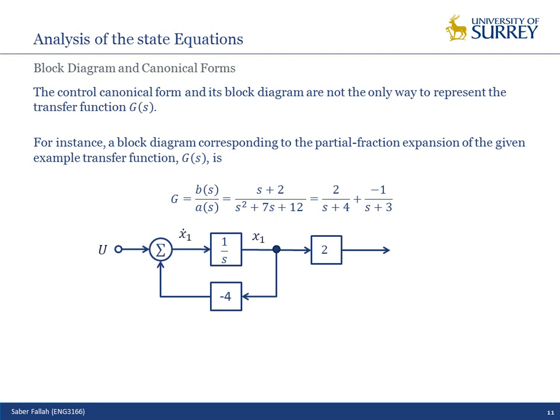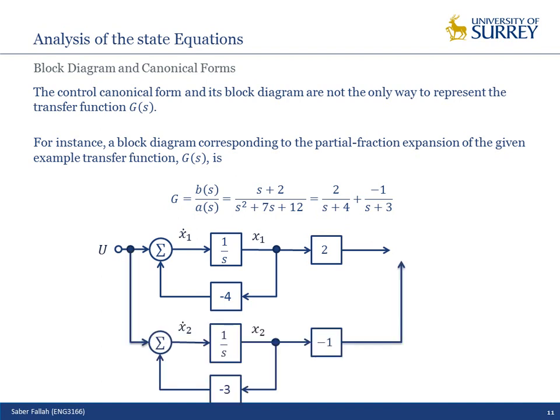Using one integrator, I build up the first fraction. x dot 1, 1 over s x1, minus 4 will build up this one. And the output of this feedback multiplied by 2 will build up totally this first fraction. In the same way, u is the input to the second fraction. I define the second state, x dot 2 and x2, minus 1, the denominator of the second fraction. The sum of these two fractions will give me the output y.